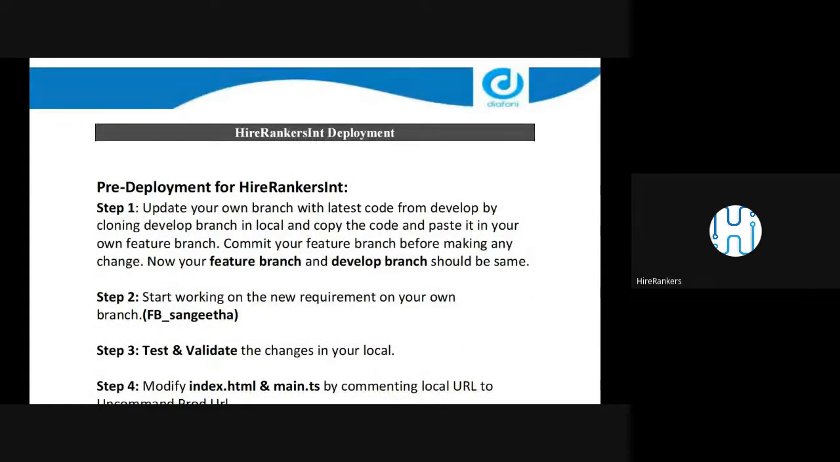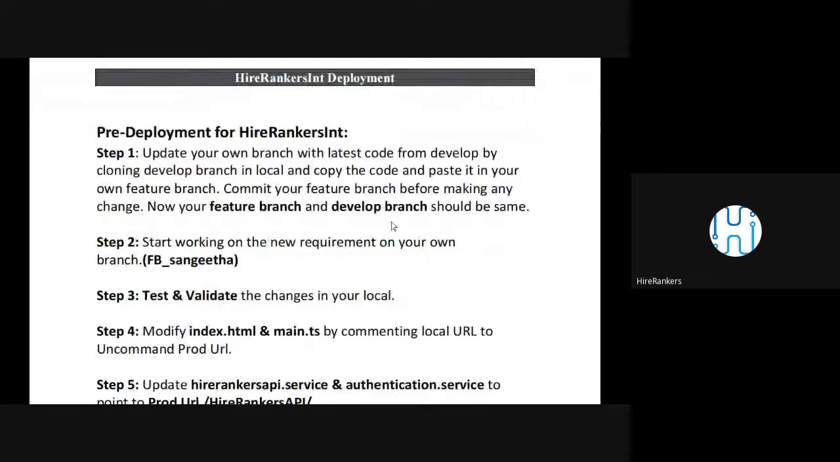First, we need to update our own branch with the latest code from the develop branch. We can do it by the automatic merge option from Visual Studio Code. Then we need to commit our feature branch before making any changes from Visual Studio Code. Now our feature branch and develop branch will be the same. Now we can start working on the new requirement in our own branch.